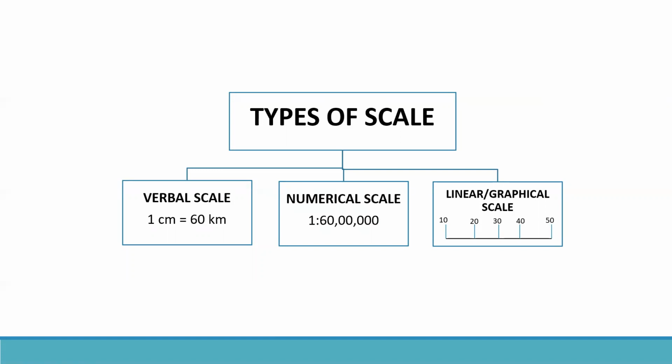So this can be expressed as 1 centimeter is 60 kilometer, which can be expressed as 1 is to 60 lakhs. See, you have units, tens, hundreds, thousands, 10,000s, lakhs, 10 lakhs. So it is 1 is to 60 lakhs. We converted 60 kilometer into 60 lakhs. Now, what is the third? This numerical scale is also known as representative fraction. Since in this scale there are no words, only figures are used to show the measurement.